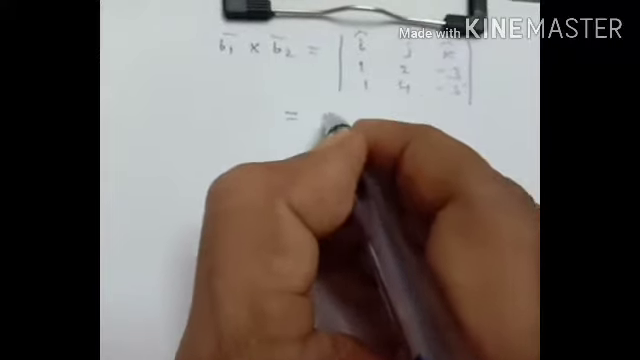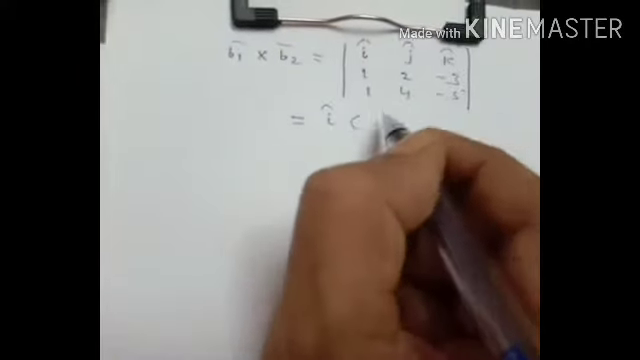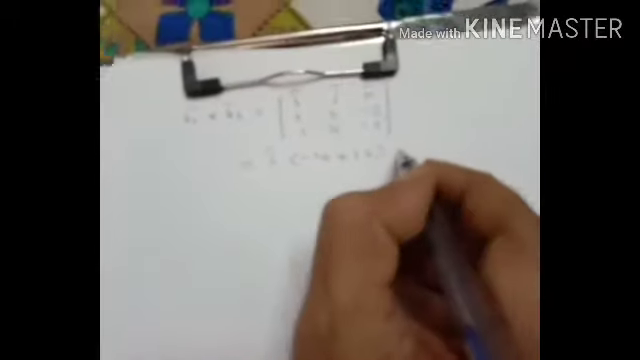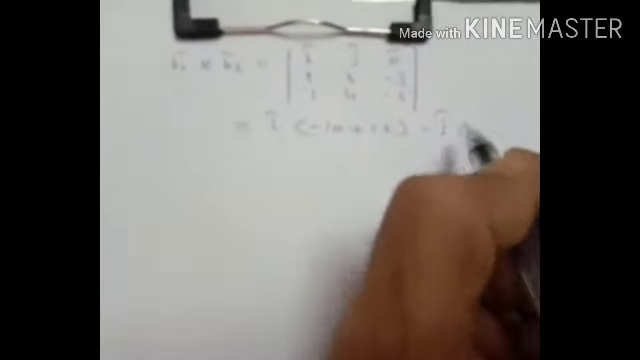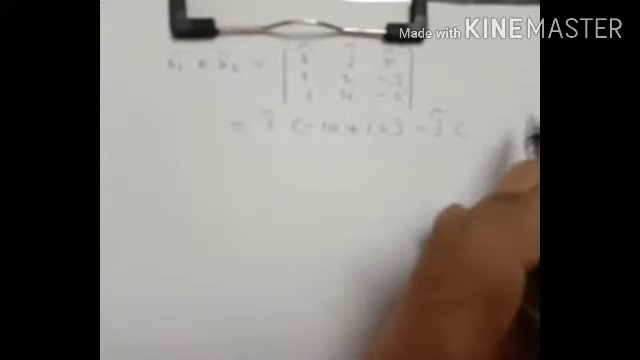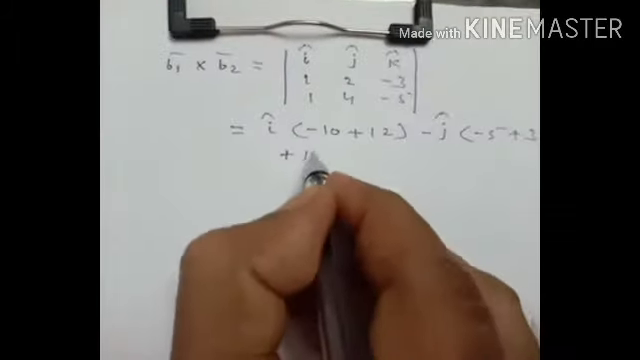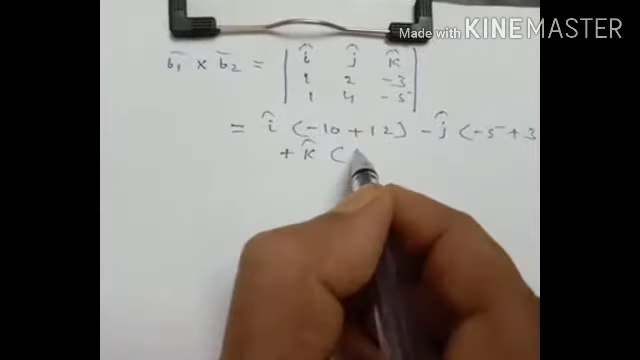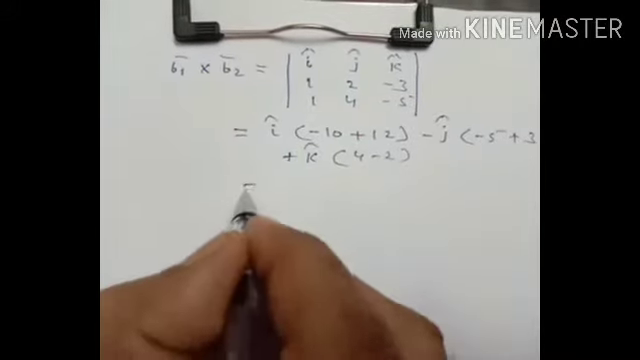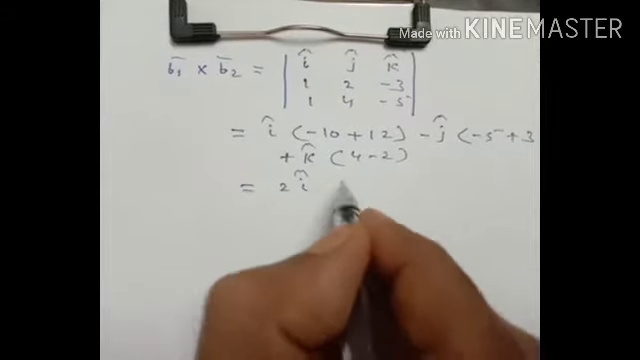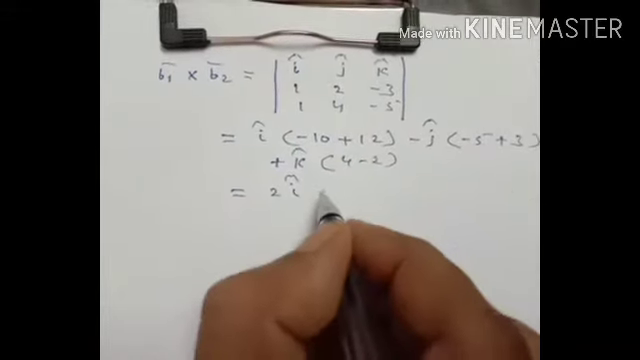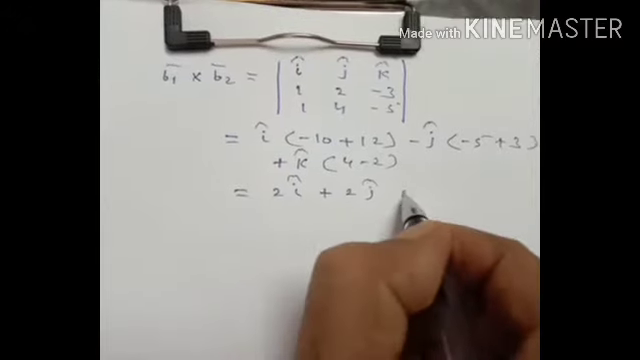Evaluate the determinant. i into the bracket, this product, minus 10. This product is negative, but we have to subtract, so minus minus is plus. Second element of the first row with opposite sign, so minus j in the bracket, minus 5 minus minus 3, plus k in the bracket, 4 minus 2. So 2i minus minus plus 2j plus 2k.